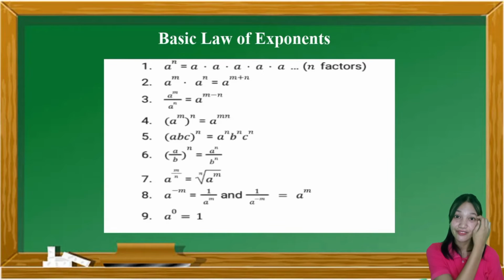And lastly, any base which is raised to a zero exponent will always result to 1. So if a is raised to 0, its result is equal to 1. So those are the basic laws of exponents.